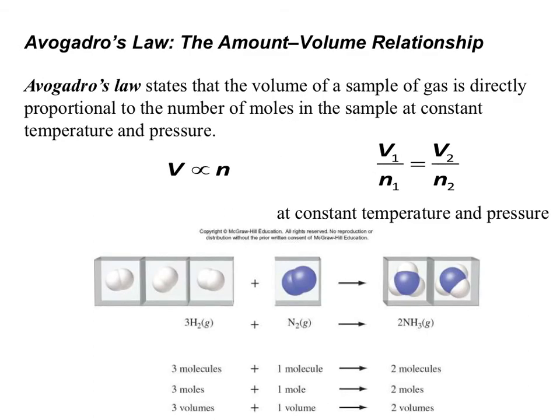Avogadro's law, the amount to volume relationship. Avogadro's law states that the volume of a sample of a gas is directly proportional to the number of moles in the sample at constant temperature and pressure. So V is proportional to the number of moles. We can use an equation which is V1 over N1 equals V2 over N2 at constant temperature and pressure.